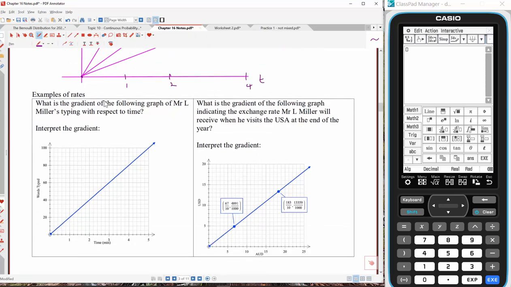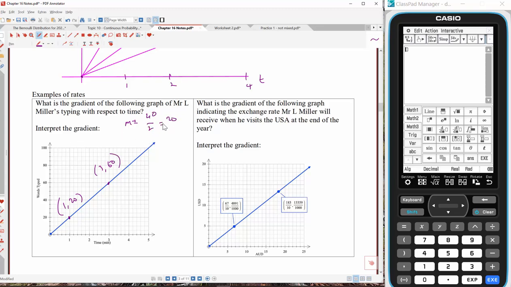All right, what is the gradient of the following graph of Mr. L. Miller's typing speed with respect to time? So let's calculate the gradient. And what we can do is grab 2 points. So I'm just going to grab 2 completely at random here. So that's going to be 3, 60. And this is going to be 1, 20. So we're going to get the gradient. So m equals 60 take away 20, which is 40, over 3 take away 1, which is 2, which is 20.